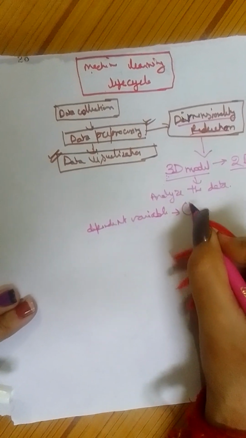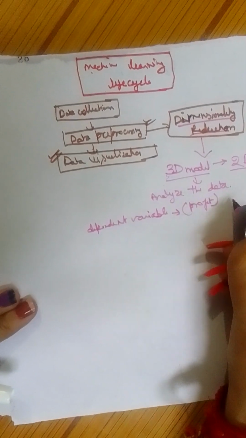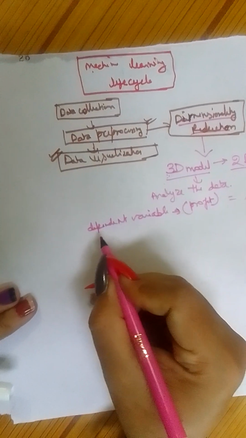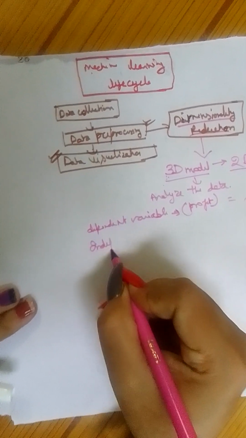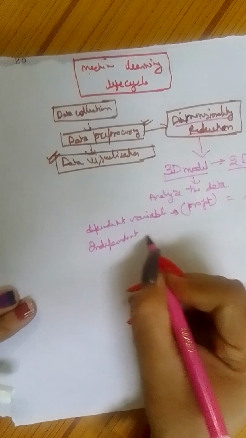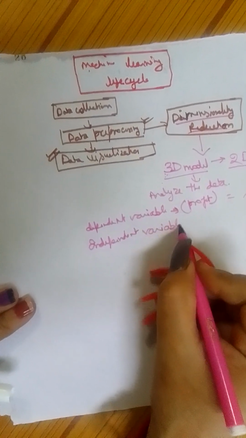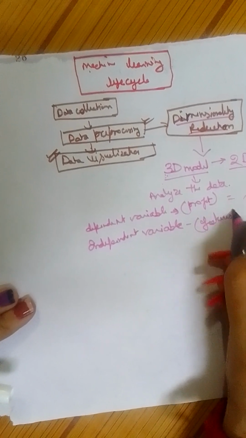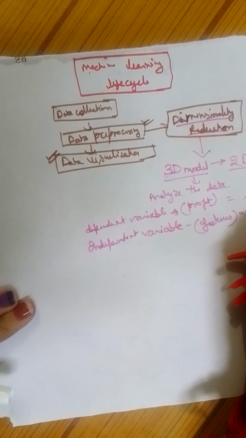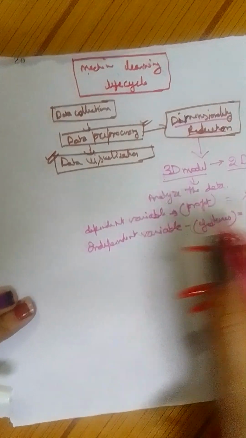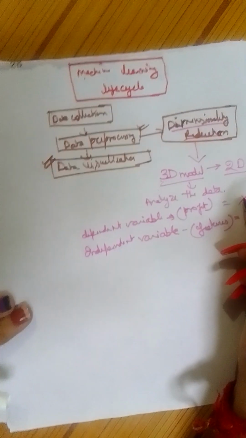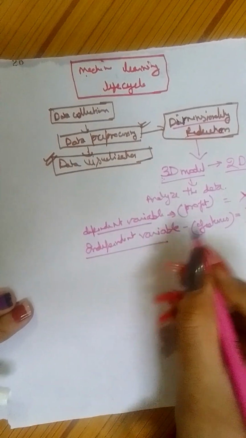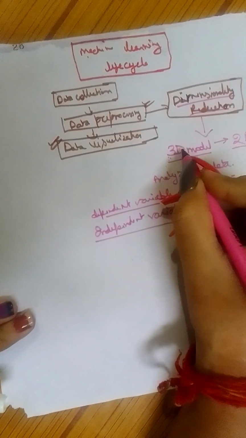Suppose profit is the dependent variable and it is denoted by x. And the independent variable is denoted by features, and this is denoted by y. So these are the dependent variable and this is the independent variable. What happened in array 3D model?